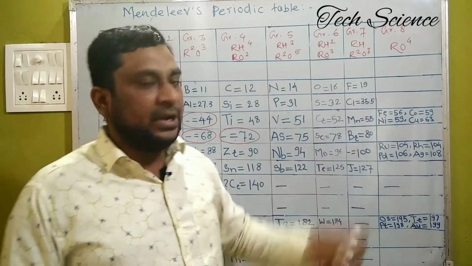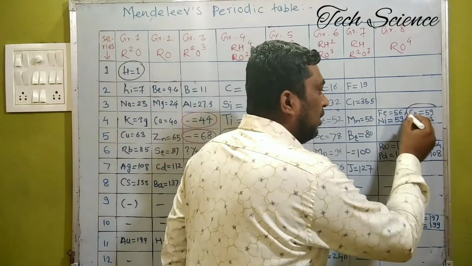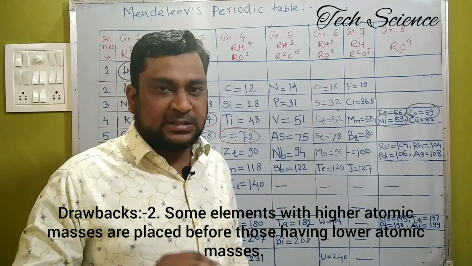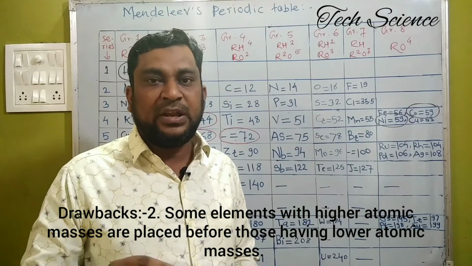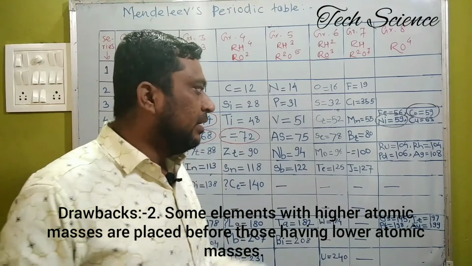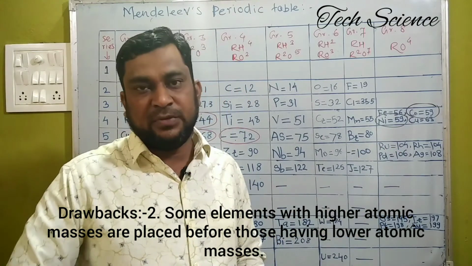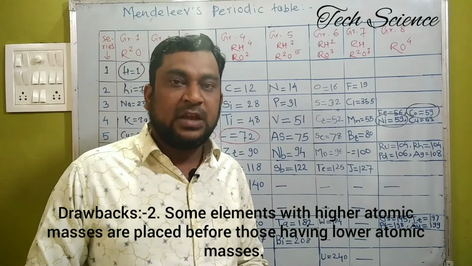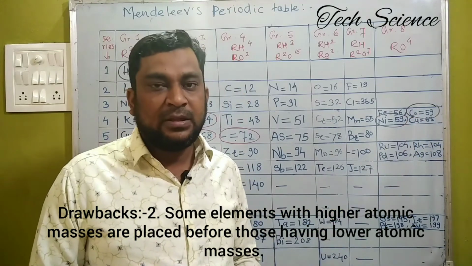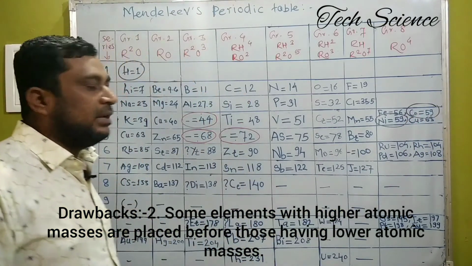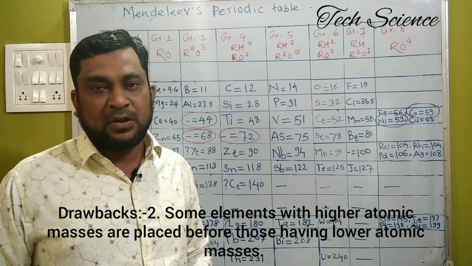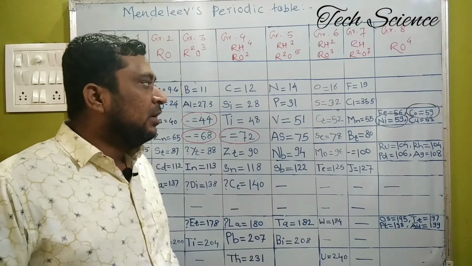The second drawback is concerned with group number 8, regarding elements like cobalt and nickel. If you observe cobalt and nickel, their exact atomic masses are, for example, cobalt 58.93 and nickel 58.71. Although cobalt has the greater atomic mass compared to nickel, cobalt is placed before nickel. Why? Such an arrangement cannot be explained by Mendeleev's periodic table. This is the second drawback of Mendeleev's periodic law, or table.